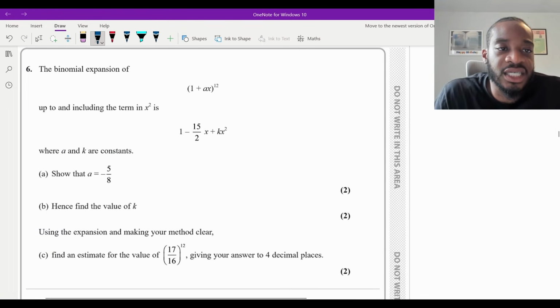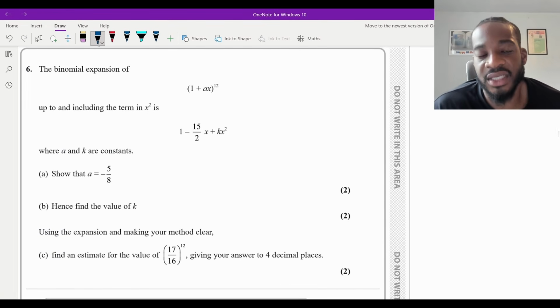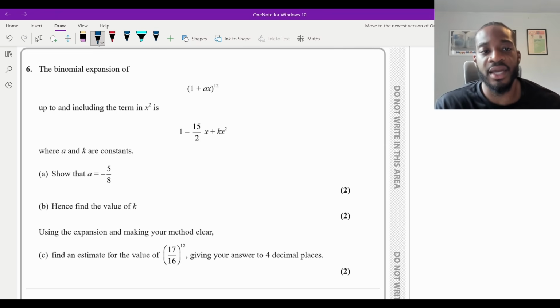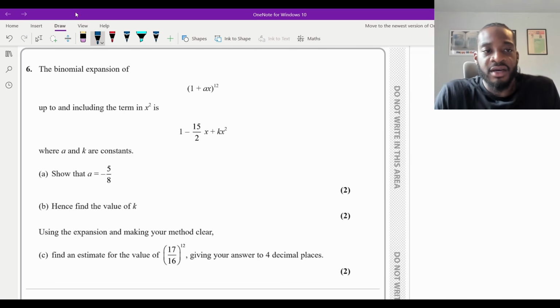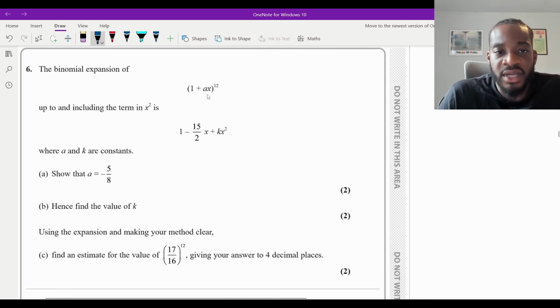Okay, so question 6 says the binomial expansion of 1 plus ax to the power of 12, up to and including the term in x squared, is 1 minus 15 over 2 x plus kx squared, where a and k are constants. Part A says show that a is equal to minus 5/8, for 2 marks. Okay, so firstly, we've got the expression here, 1 plus ax to the 12, and they've told us that up to the x squared term, we get this here.